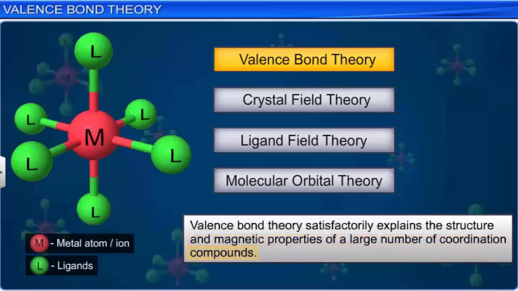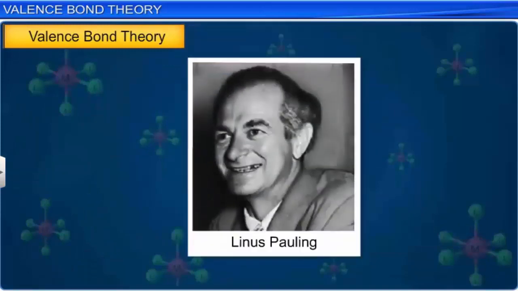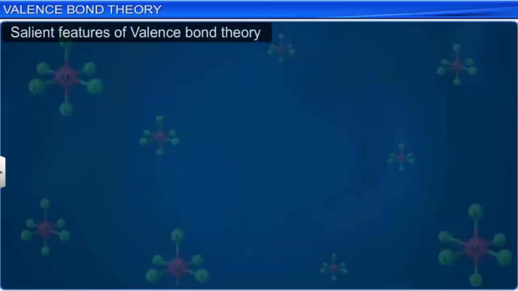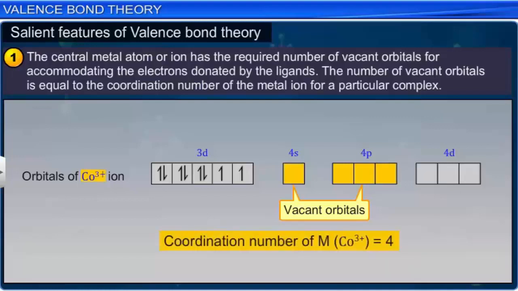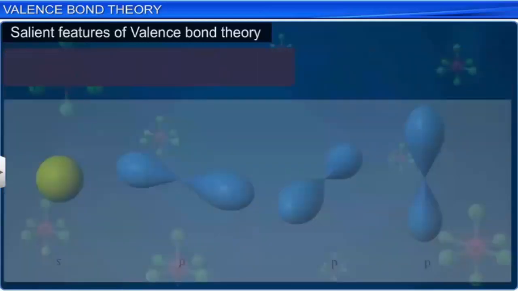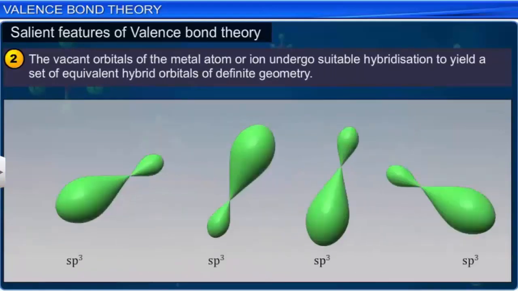The valence bond theory was proposed and developed by Linus Pauling. Here are some salient features of the theory. The central metal atom, or ion, has the required number of vacant orbitals for accommodating the electrons donated by the ligands. The number of vacant orbitals is equal to the coordination number of the metal ion for a particular complex. The vacant orbitals of the metal atom or ion undergo suitable hybridization to yield a set of equivalent hybrid orbitals of definite geometry.